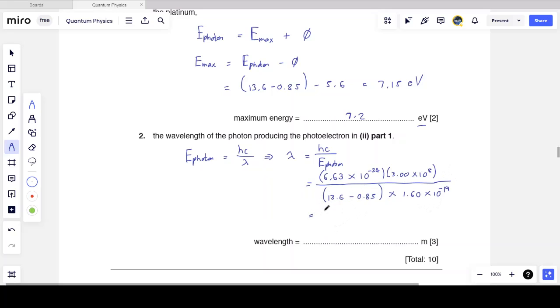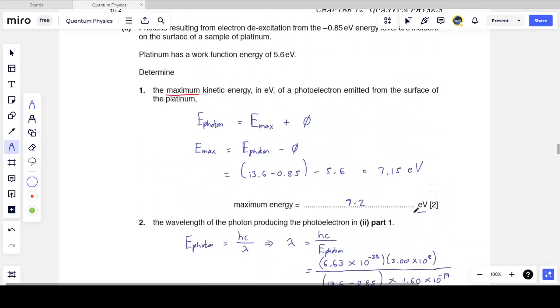And what we get is the wavelength of the photon that produces this photoelectron is 9.75 times 10 to the minus 8 meters, or 9.8 times 10 to the minus 8 meters.